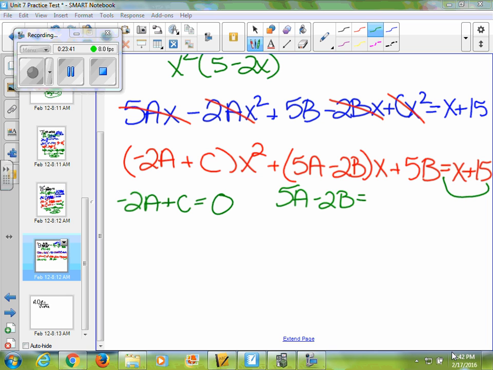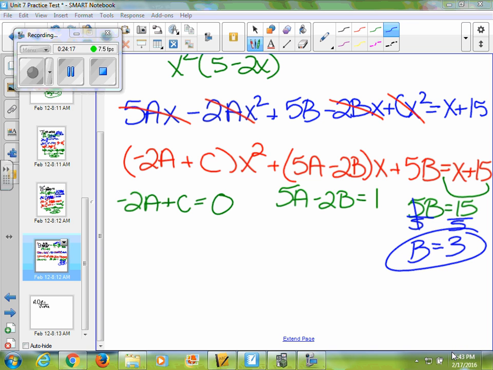How many plain x's do I have in my numerator? 1. So 5a minus 2b equals 1. And how many constants do I have in my numerator? What is 5b going to equal? 15. I have just a 15 as a constant. So let's start by solving the easy ones. If 5b equals 15, how do I solve that for b? Divide by 5. So what does b equal?